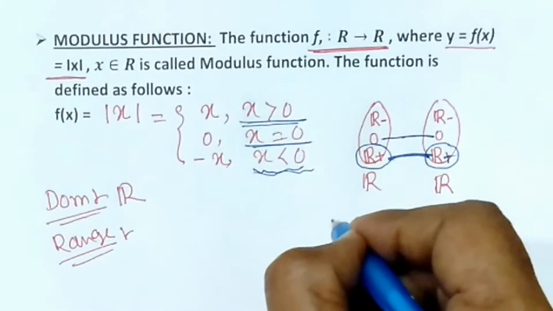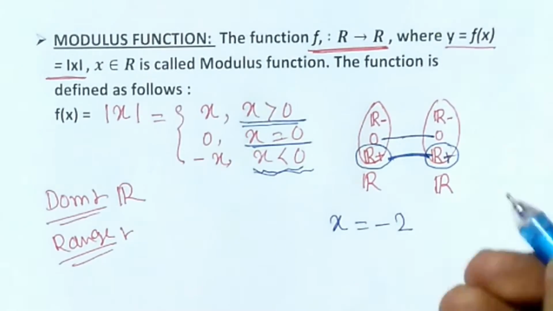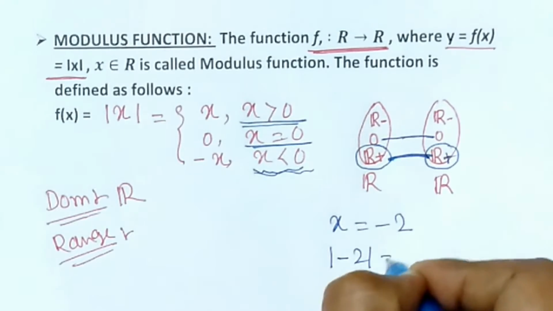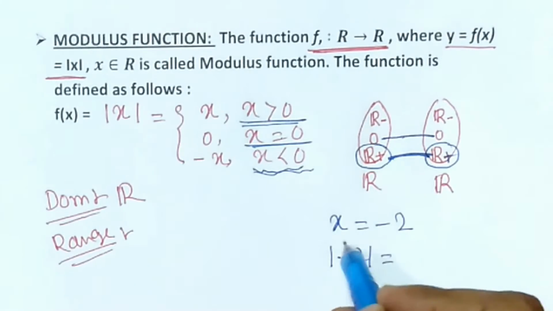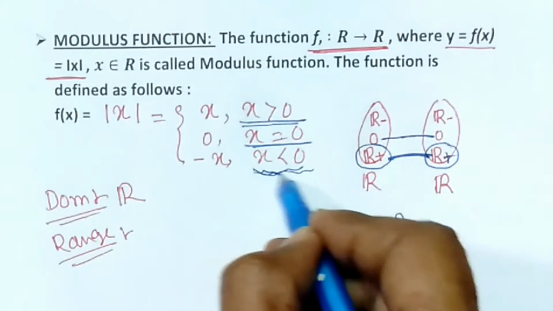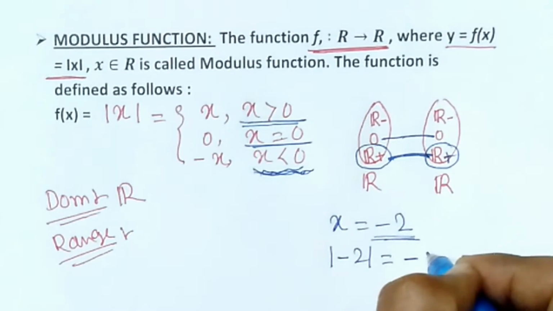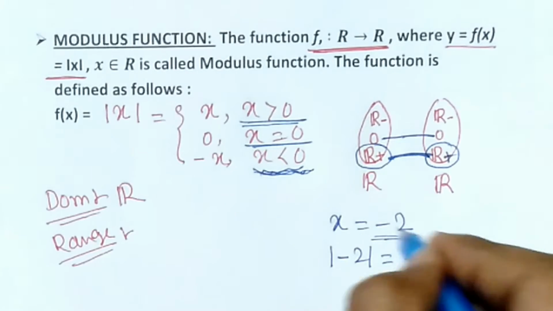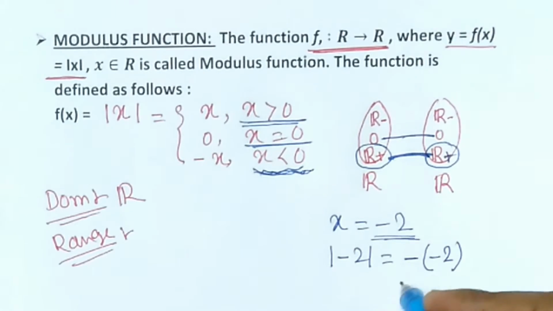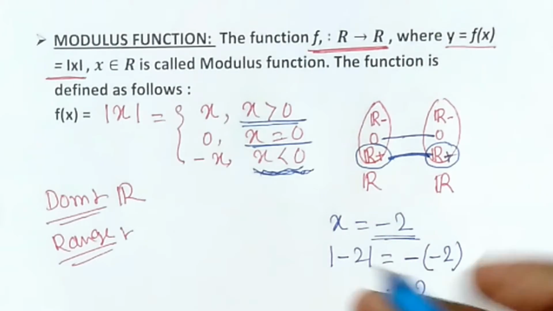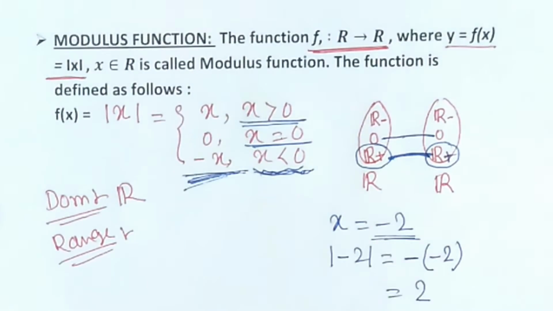Take x equals minus 2. Then mod of minus 2 will be, by definition, here x is minus 2, which is negative. So the value will be minus x. What is the value of x? x is minus 2. So this will be plus 2. Mod of something will give us a positive value only. Why will it always give a positive value? This is the reason for getting the positive values of mod x.